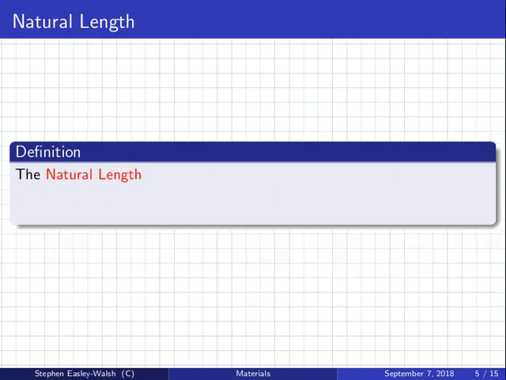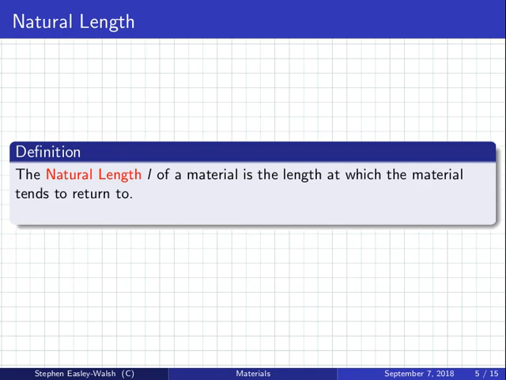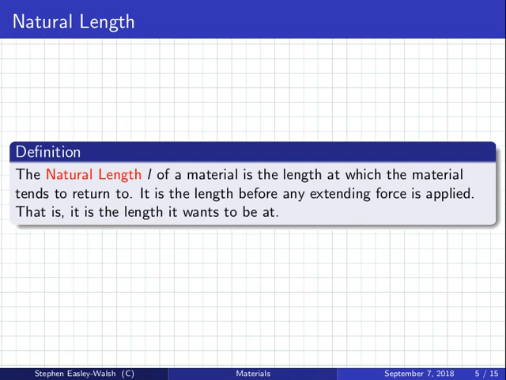Some more definitions. So when we say the natural length, L, it can be of many different materials. It's the length at which the material tends to return to. So in other words, the natural length is the length it would want to be if there was no force on it. It's the length before there's any force applied. That is, it's the length it wants to be at. This is the natural length.